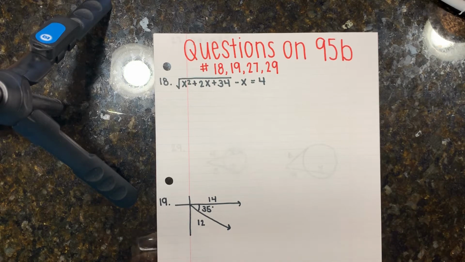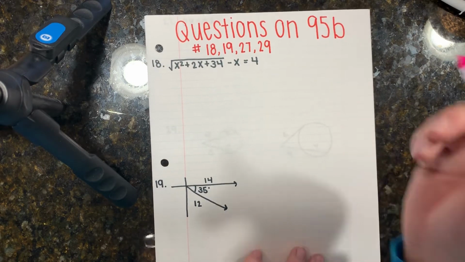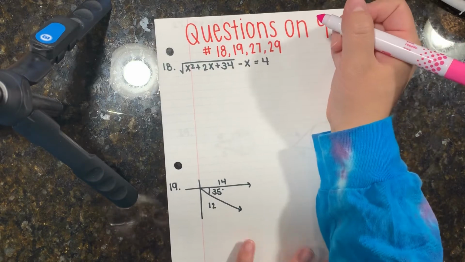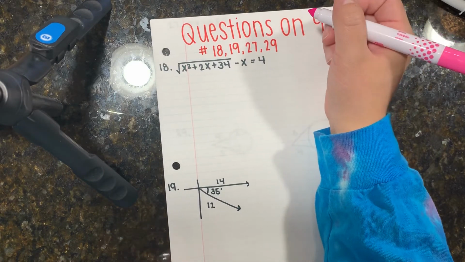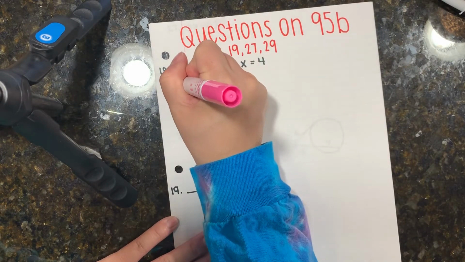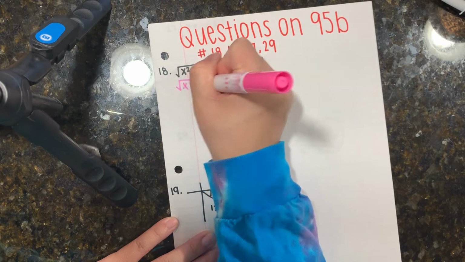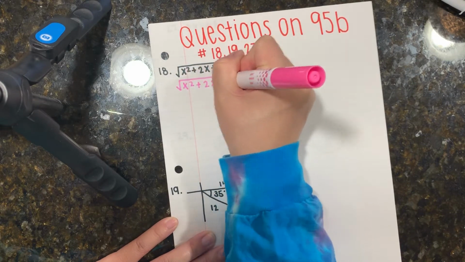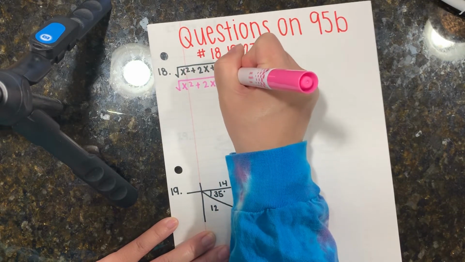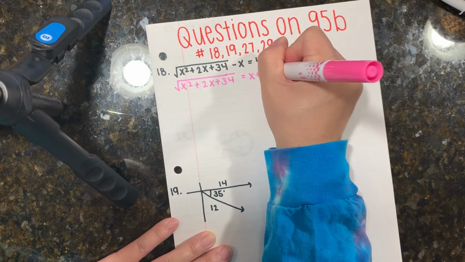We have only 4 questions that we're going to be going through, so we're going to start on number 18. The first thing that you want to do for number 18 is to move this x to the other side and leave the square root on the left-hand side. That would make the x positive. So you would have your square root of x squared plus 2x plus 34 on the left-hand side, and on the right-hand side you would have x plus 4.